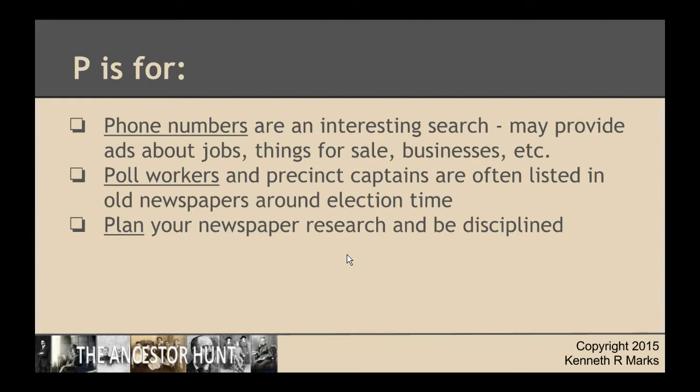This last one is very important, and that is plan your newspaper research. Don't just go in and throw names at a search box and click away. You need to plan it out, and you need to be disciplined. So plan your research, keep track of what happens, because later on you're possibly going to want to try those searches again, especially for online searching, as the databases and the collections become more numerous. Make sure and plan.